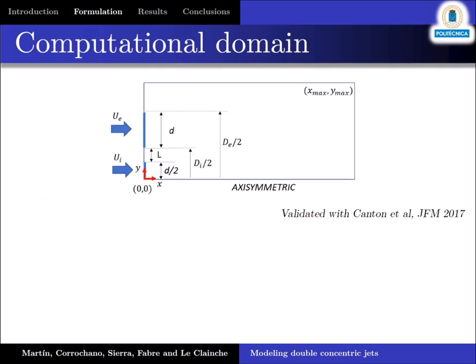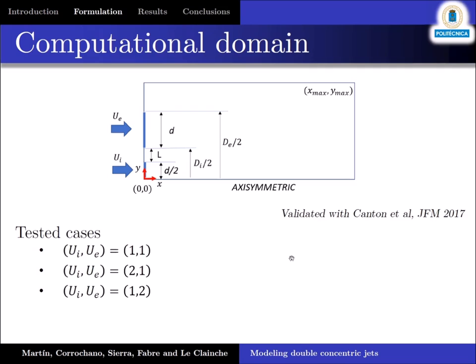We are modeling this flow as we can see in this slide. We have two jets with inlet velocity entering an axisymmetric computational domain. This would be a wall, while here we impose outflow boundary conditions. This configuration has been validated with the results of Canton and co-workers, and the cases here studied are one case with the same velocity for the two jets, for the inlet, from the inner and the external velocity.